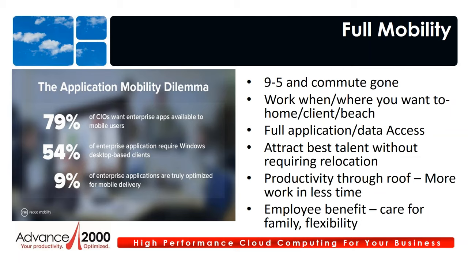And 54% of these applications require Windows desktop-based clients: SolidWorks, Revit, CATIA. And only 9% of them are truly optimized for mobile delivery. So we could have said, well, let's just wait until I could run Revit or CATIA in a web browser. Then we wouldn't need so many centralized data centers. But until that happens, we're going to centralize in a data center.